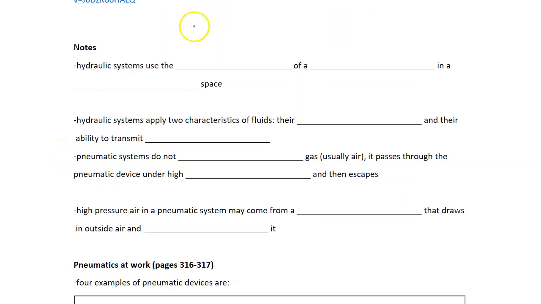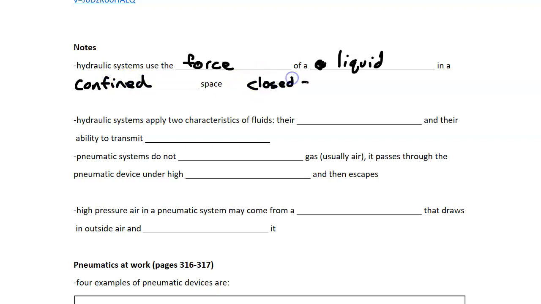So first of all, hydraulic systems use the forces of a liquid in a confined space. Now, this means that it is what we call a closed system. Liquid's not getting in or out, but we've got force acting upon that liquid.